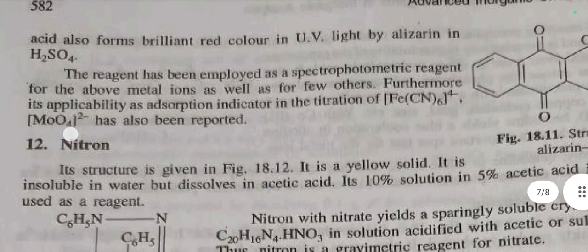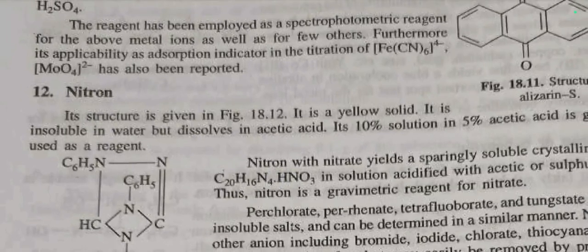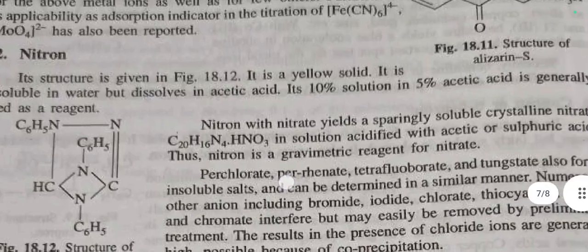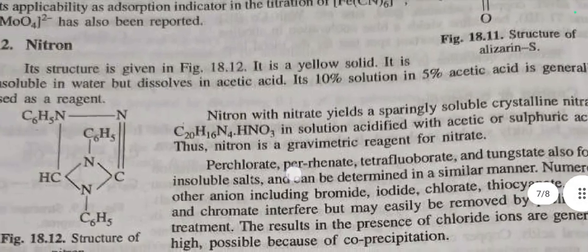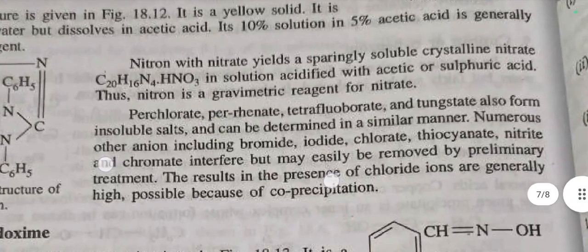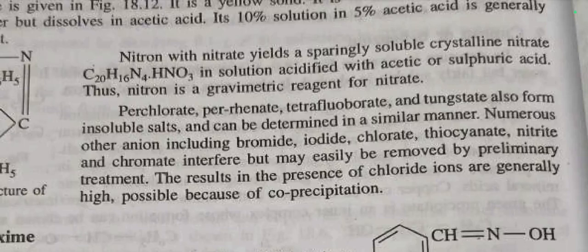12th, nitron. Its structure is given in figure 18.12. It is a yellow solid. It is insoluble in water but dissolves in acetic acid. Its 10% solution in 5% acetic acid is generally used as a reagent. Nitron with nitrate yields a sparingly soluble crystalline nitrate, C20H16N4.HNO3, in solution acidified with acetic or sulfuric acid. Thus, nitron is a gravimetric reagent for nitrate.